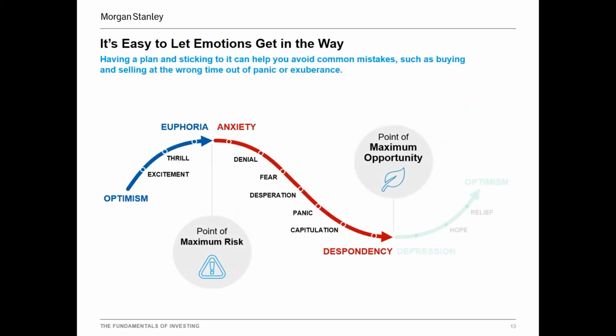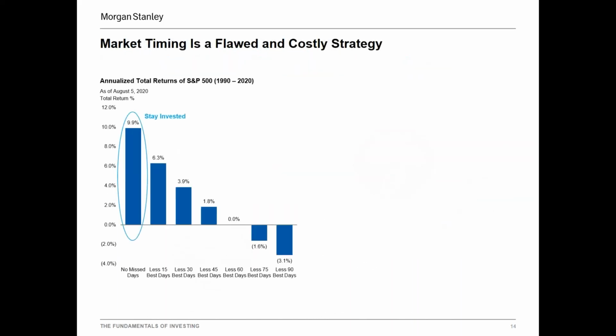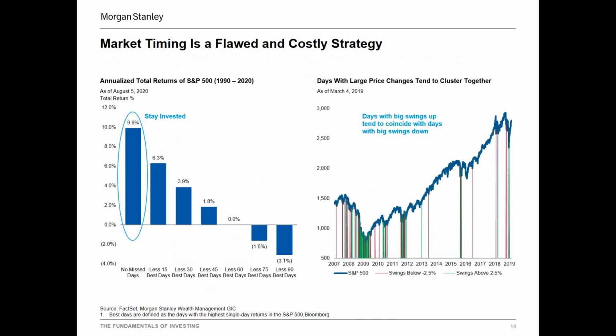So when it comes to investing, even the most savvy investors will fall prey to bias and emotional trades. Movements in the market may make you uncomfortable or emotional. But developing a plan and having the discipline to stay the course can help you avoid some common mistakes, such as buying and selling at the wrong time. Another common mistake that my colleagues and I see all the time is when investors try to time the market. Market timing can really be a costly strategy over the long run.